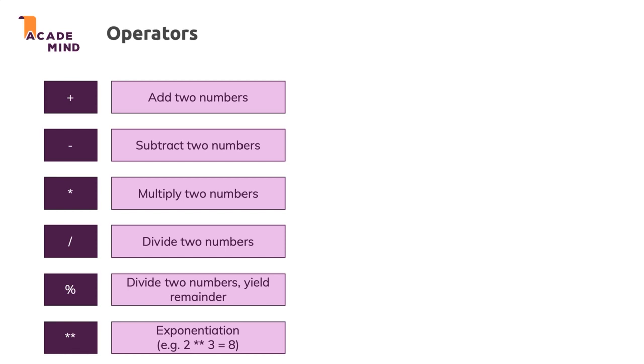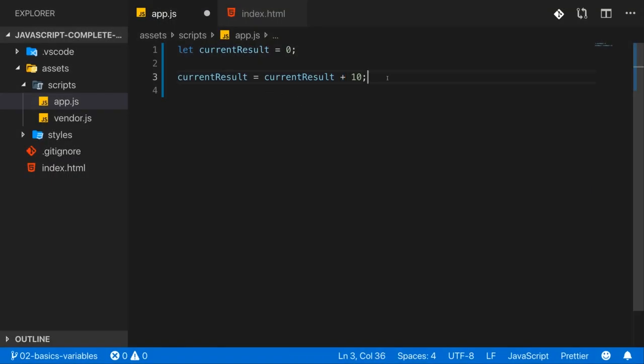Now, these are the mathematical operators, which you typically also know from math. There also are other operators in JavaScript, like the assignment operator, which we already used to assign a value to a variable, the equal sign. So here in this line of code, we're using two operators, the plus operator to combine two numbers. And now this operator yields the result of this mathematical operation. And we then assign this result with the equal sign to the variable on the left. So here, current result gets overwritten with the result of this operation.